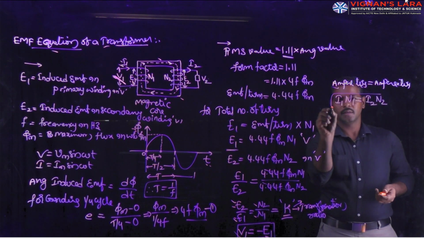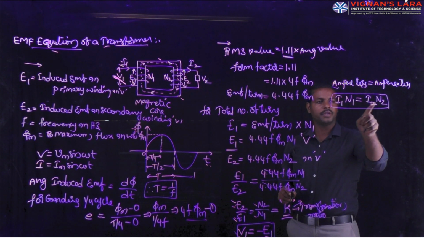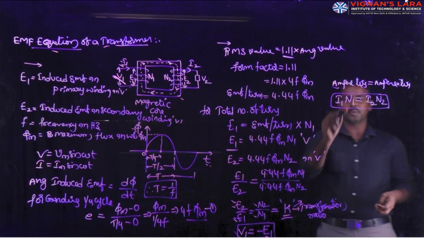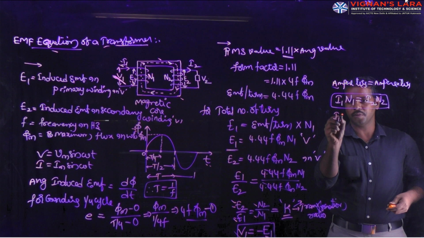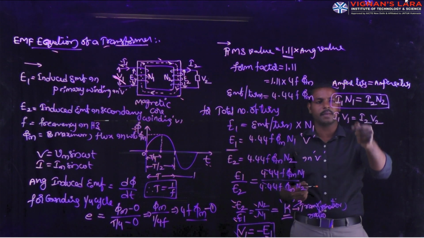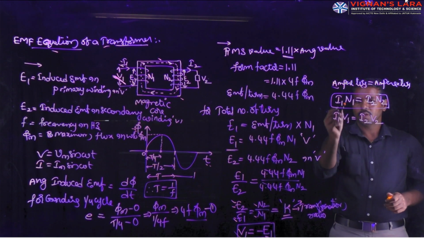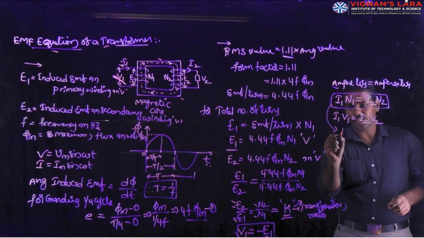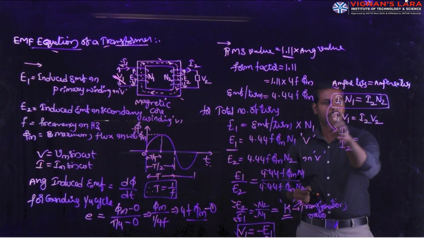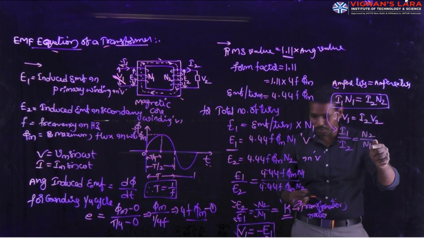So this is the basic property of a transformer. I1 N1 is equal to I2 N2. Otherwise, I1 V1 is equal to I2 V2. Both equations are the same because voltage is directly proportional to the number of turns. So by using this equation, I1 divided by I2 is equal to N2 divided by N1, which is equal to K.